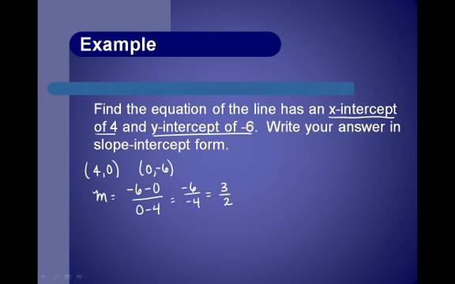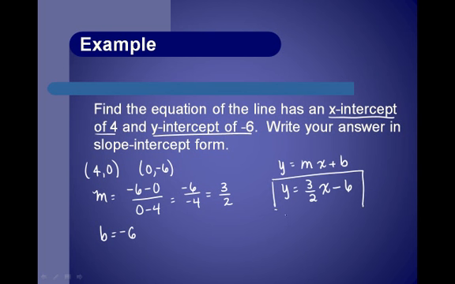Now in this case, we know the slope and we know a y-intercept. So because they give us y-intercept is negative 6, we know that b is negative 6. So we can just use our slope-intercept form, y equals mx plus b. So we get y equals 3/2x plus a negative 6, or minus 6. So this is the slope-intercept of a line that has an x-intercept of 4 and a y-intercept of -6.